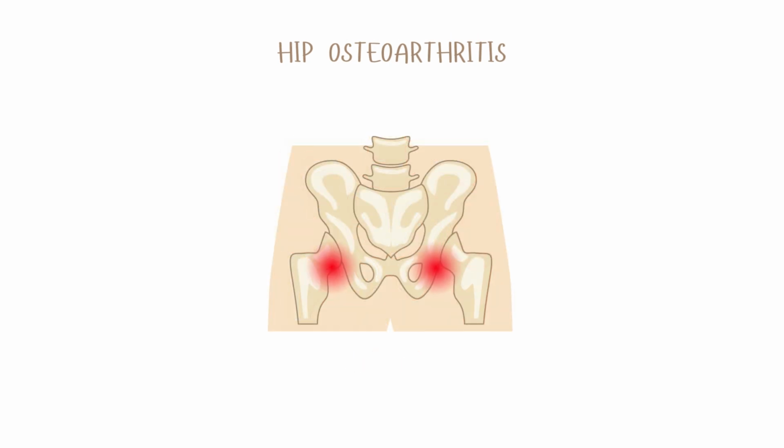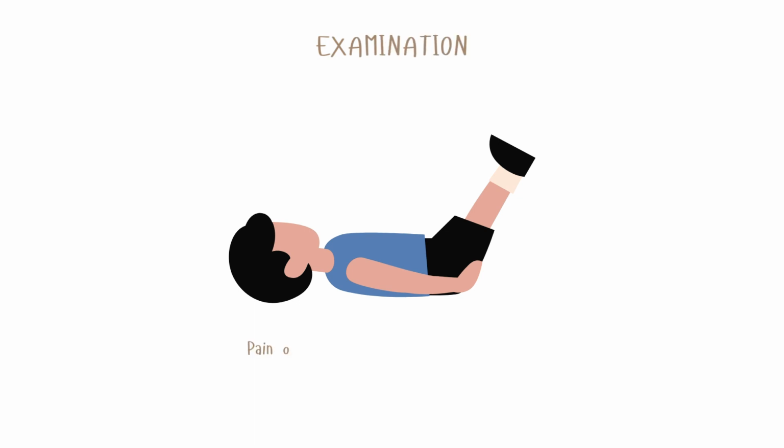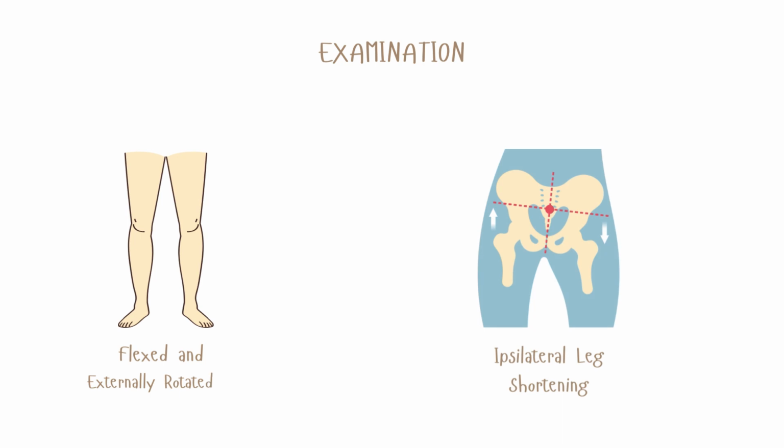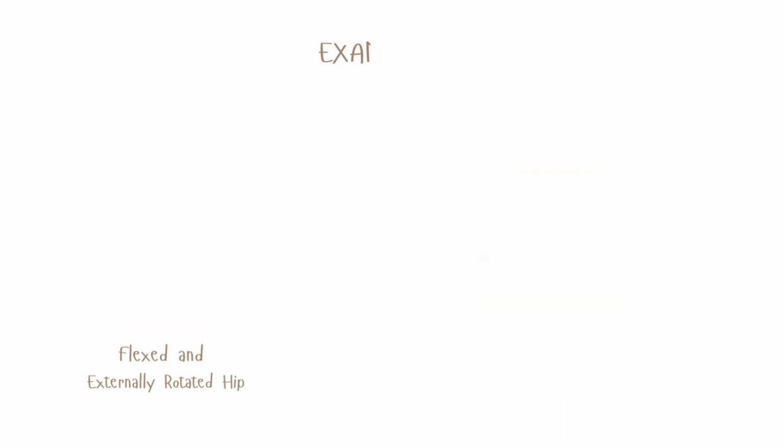The less common central or medial osteoarthritis shows more central cartilage loss and is largely confined to movement. It is most often bilateral at presentation. The examination may reveal pain and restriction of internal rotation with the hip flexed. It is the earliest and most sensitive sign of hip osteoarthritis. Fixed flexion, external rotation deformity of the hip, and ipsilateral leg shortening.